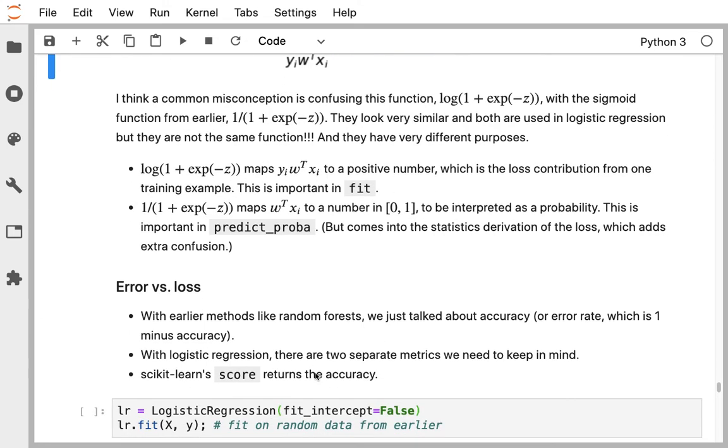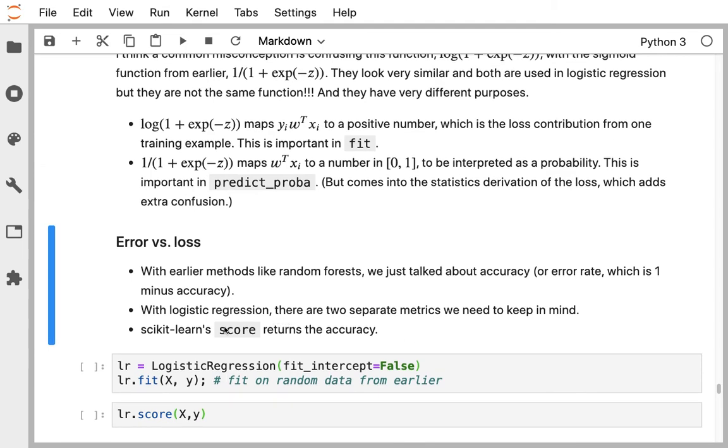Moving on, error versus loss. We're almost done. So when you talked about things in supervised learning 1, like random forests, it was all about accuracy, or error rate, which is just 1 minus accuracy. So I got 75% accuracy or 25% error. It doesn't matter which one you want to say, they're the same thing. But with logistic regression, and some other methods that we'll start talking about, there are now 2 different metrics that we need to juggle in our minds, the error and the loss.